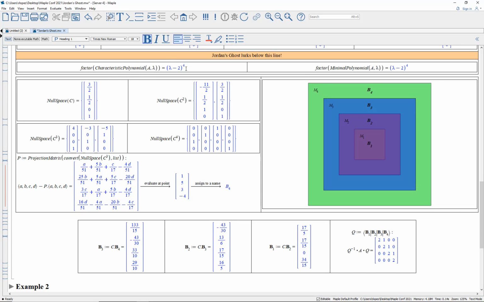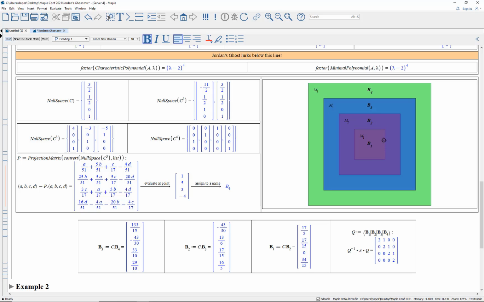Characteristic polynomial, power is 4. Minimal polynomial, power is 4. This tells you that you have one chain of length 4. Here are the null spaces: null space of C, C squared, C cubed, C to the 4th.